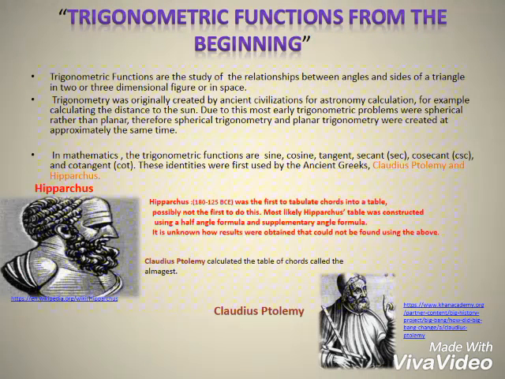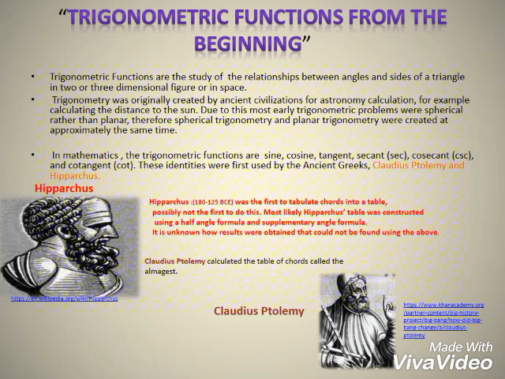Trigonometric functions are the study of the relationships between angles and sides of a triangle in a two or three-dimensional figure or in space. In mathematics, the trigonometric functions are sine, cosine, tangent, secant, cosecant, and cotangent. These identities were first used by the ancient Greeks Ptolemy and Hipparchus.